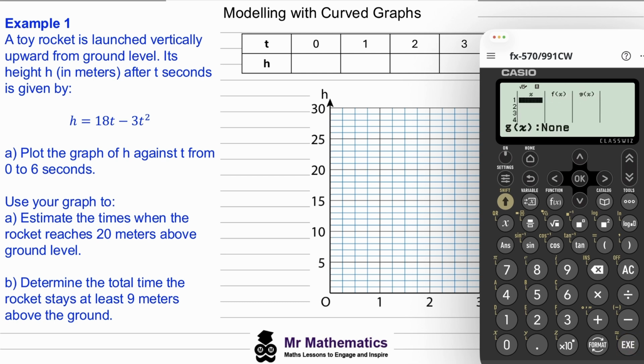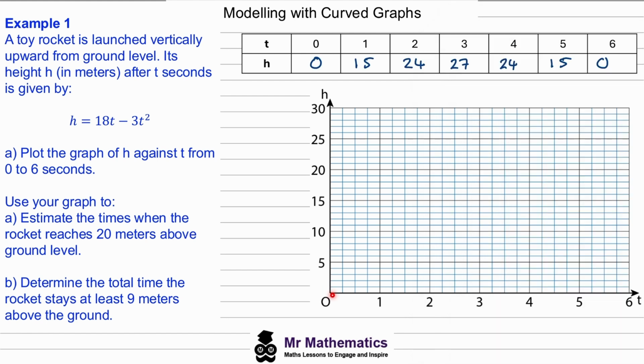Now we can define our range. We press tools. We want the table range. We want to start when t is 0. We want to end when t is 6, increasing by a step of 1 second each time. We'll execute that, and you can see we've got our values of h. When t is 0, we've got h is 0. When t is 1, we've got 15, 24, 27, and so on. So we can enter these into our table.